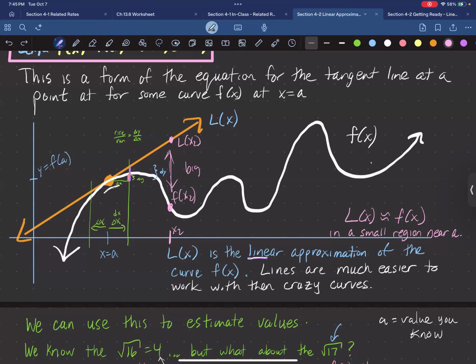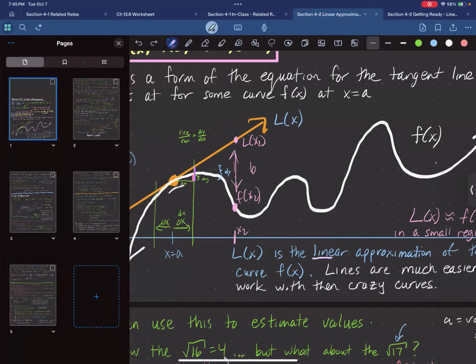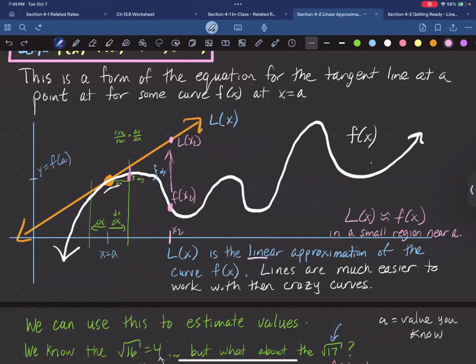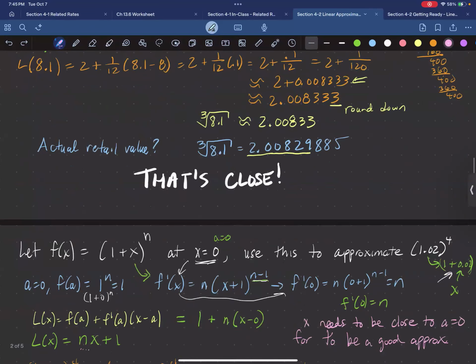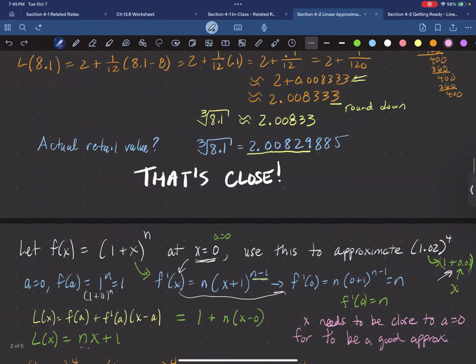Okay? Whoa. Get rid of some of that writing. Come back down here and look at what we're doing. So we got nx plus 1, and we're going to use this to approximate 1.02 to the 4th power, which means n equals 4 looking at it.